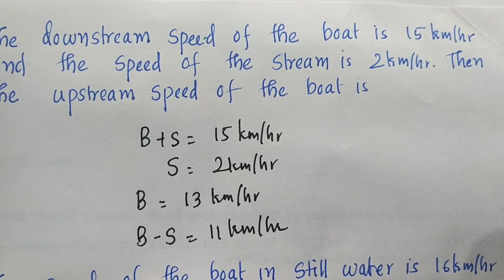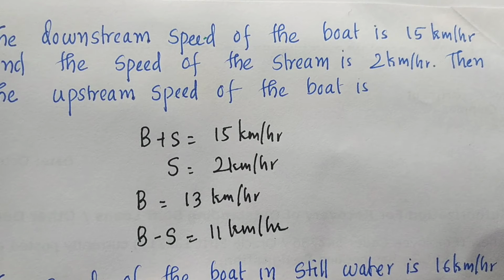So the next question is, the downstream speed of the boat is 15 km per hour and the speed of the stream is 2 km per hour. Then the upstream speed of the boat is? So these are all simple questions. I am just taking them for the beginners only, to understand the basic concepts.